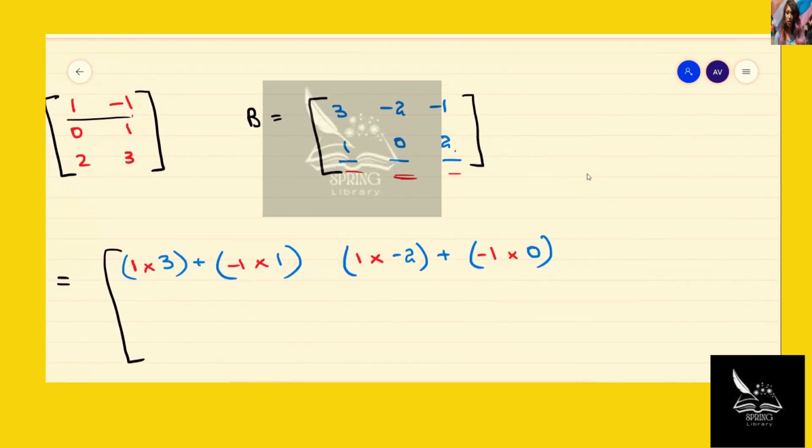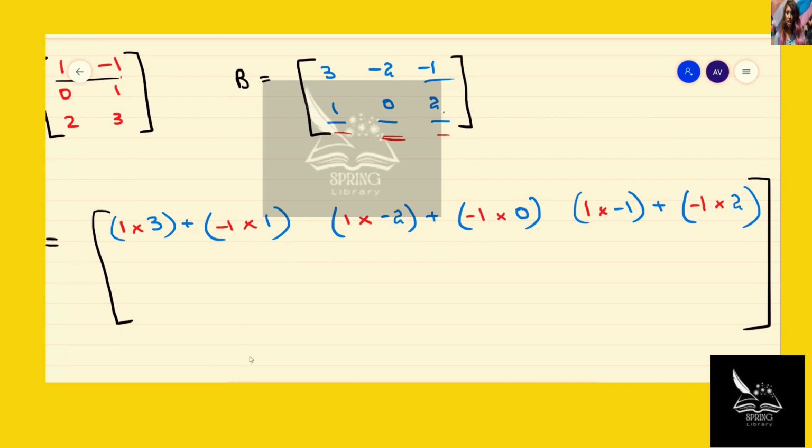Let's move on. Now we will have 1 times minus 1, which is the element in the third column of B, plus minus 1 times 2, which is the second element of the third column of B. So evaluating this would give us the first three elements of the product matrix AB, right? So now let's go on.